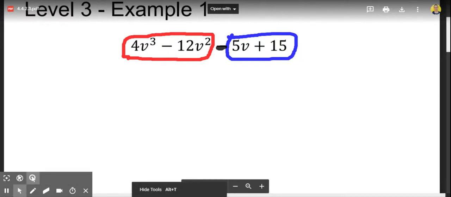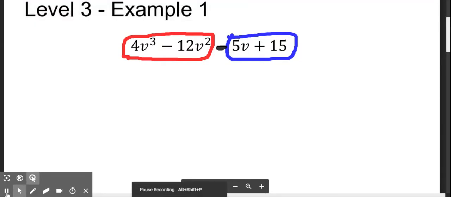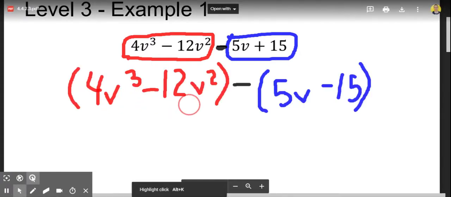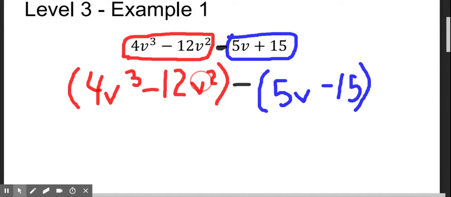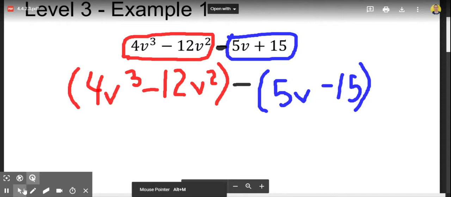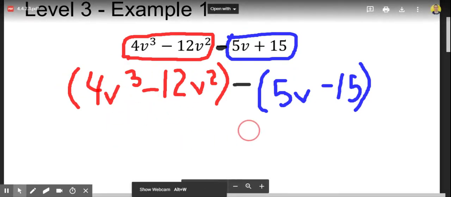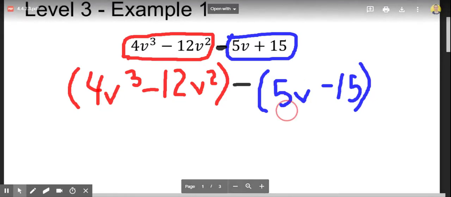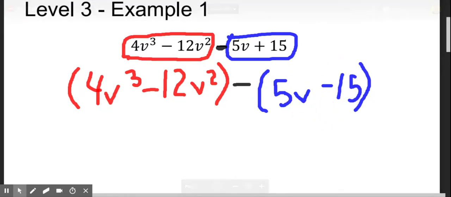So let me go ahead and write that out, parentheses. Now you see I have 4v cubed minus 12v squared. And from that, I'm subtracting the entire group 5v minus 15. So don't forget to change that sign to a negative. With these two, in this parenthetical, my first group, the red group, I want to find the common term. And in the blue group, I want to find the common term. And I want to take those out.